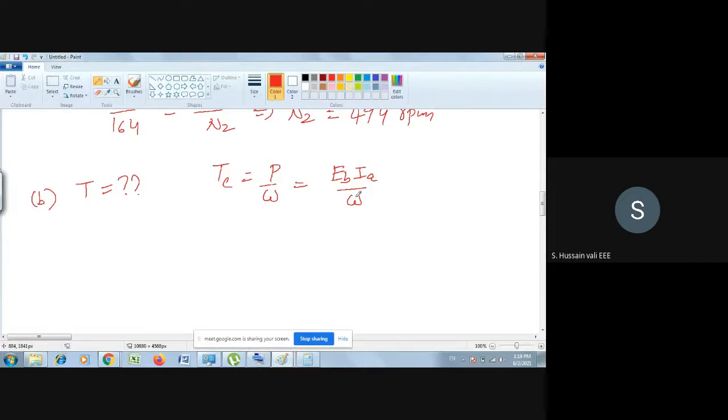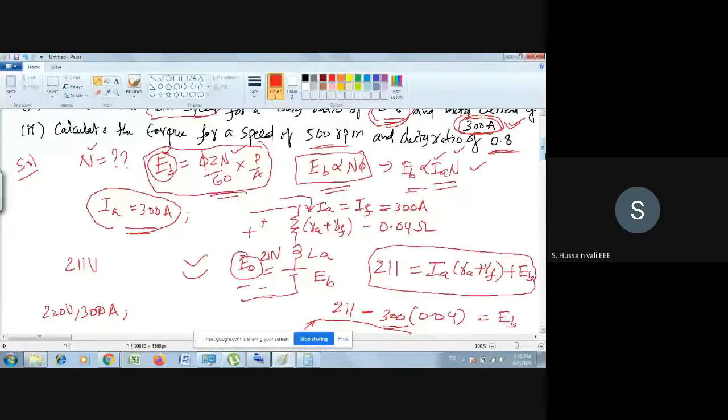So in this equation, what do you know and what don't you know? Here we see now. So EB, how can I find out EB? What is IA? Okay, so on this data we have to search. What is omega? Omega is 2 pi N by 60, as the speed is given, so we don't need to worry about that. Two things we don't know: EB and IA. The 500 rpm speed is given.